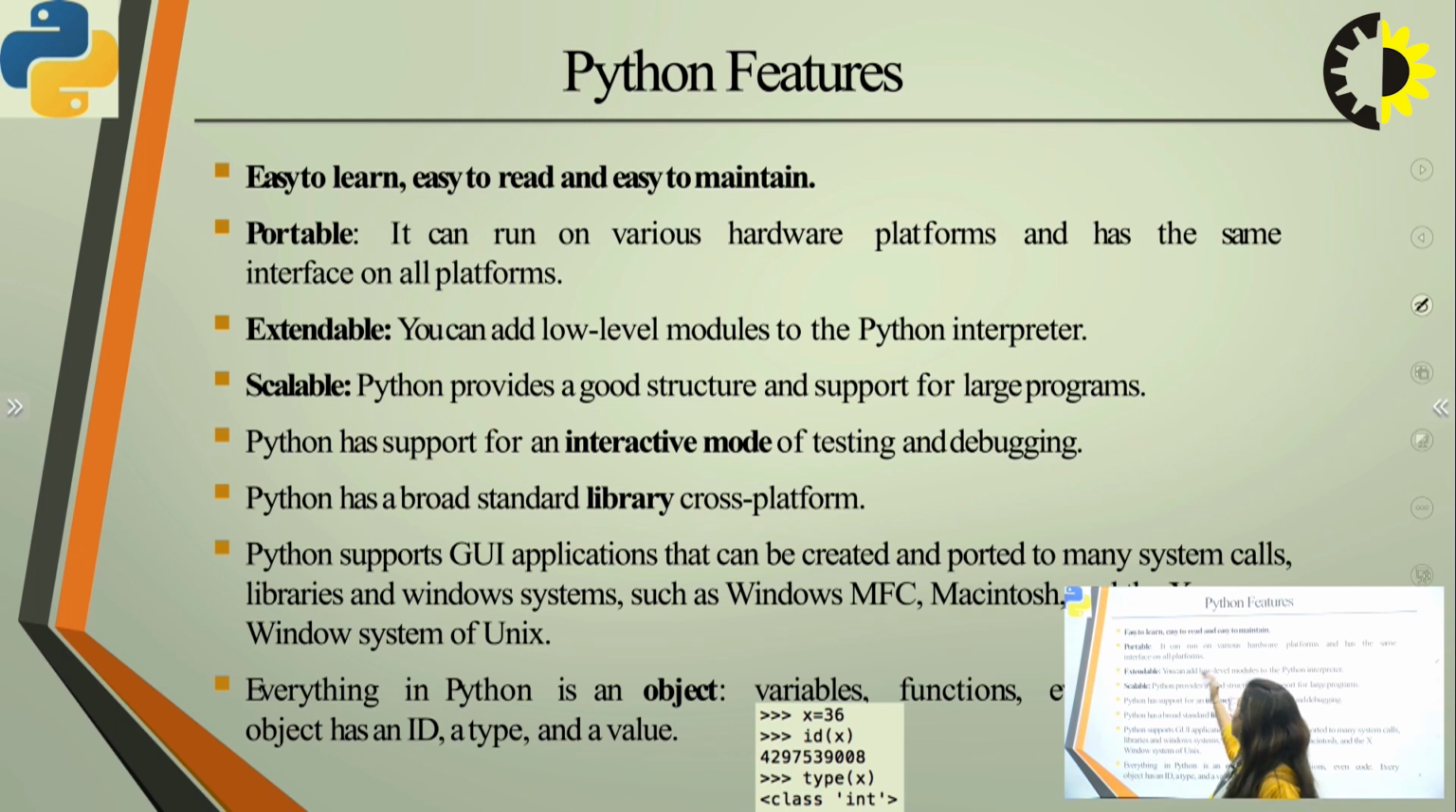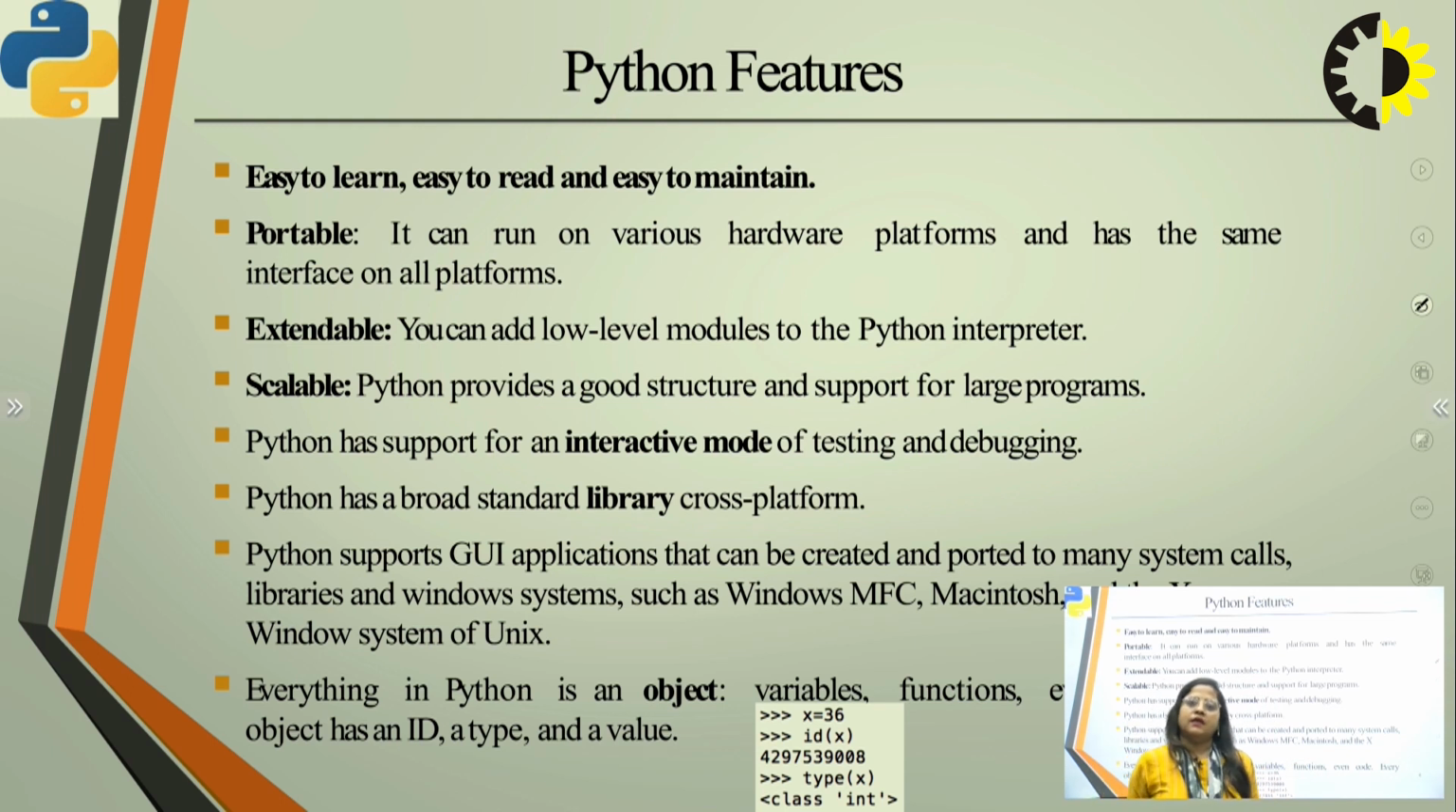These are some main features which differentiate Python from other languages. The first one is easy to learn. Easy to learn means here there is no need to add any header files, just type the main code. So that's why we can say that it is very easy to learn, easy to read, and easy to maintain. Easy to maintain means you can easily write the code of any program.